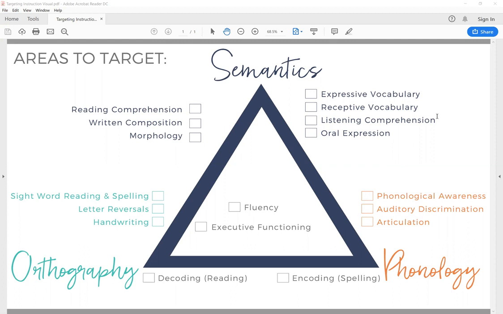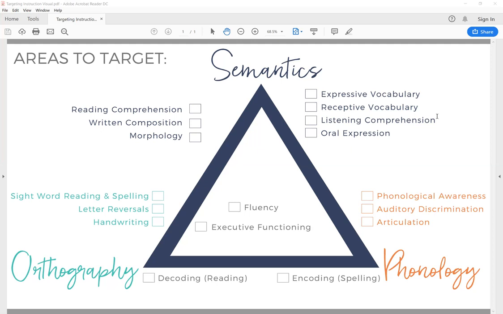So, starting at semantics, if we're looking at something like expressive vocabulary, perhaps if we've had speech-language testing or we've seen it on the WISC, for example, or the Wyatt, or any other assessment that might give you just a brief picture of expressive vocabulary, if those scores are falling low, so we're thinking at or below the 16th percentile for performance, we're going to go ahead and give that a check. Same thing for receptive vocabulary, listening comprehension.